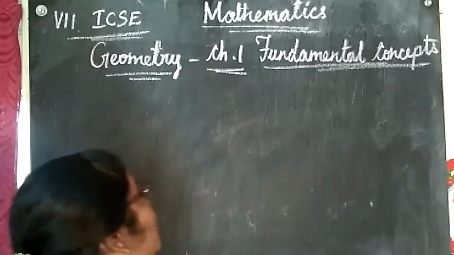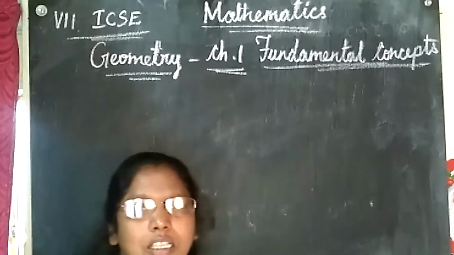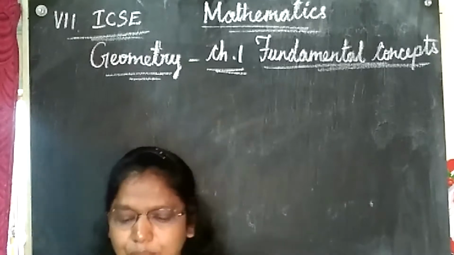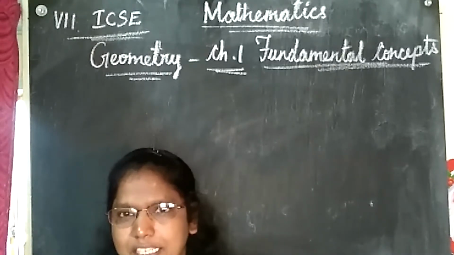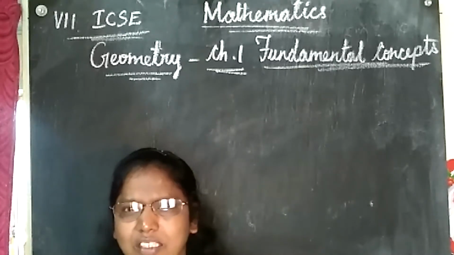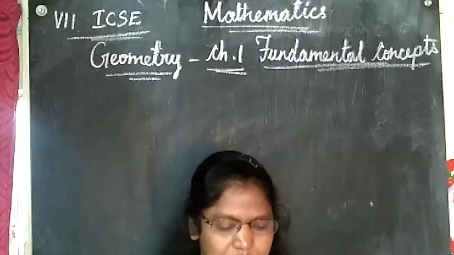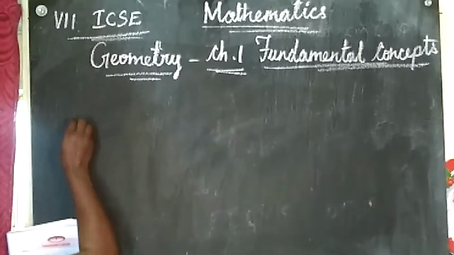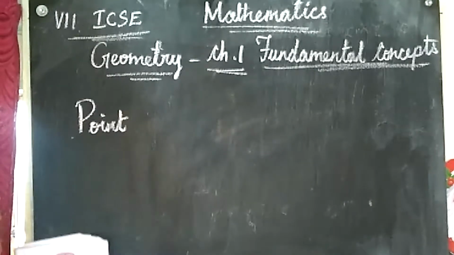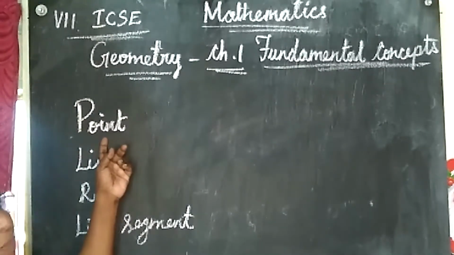Okay, children, our new unit, geometry. Chapter 1, fundamental concepts we are going to learn today. Already you are familiar with geometrical objects such as point, line, angle, ray. This and all you have already learned. Here we are going to revise that first. Okay, let's revise. What is called a point? First one is point.